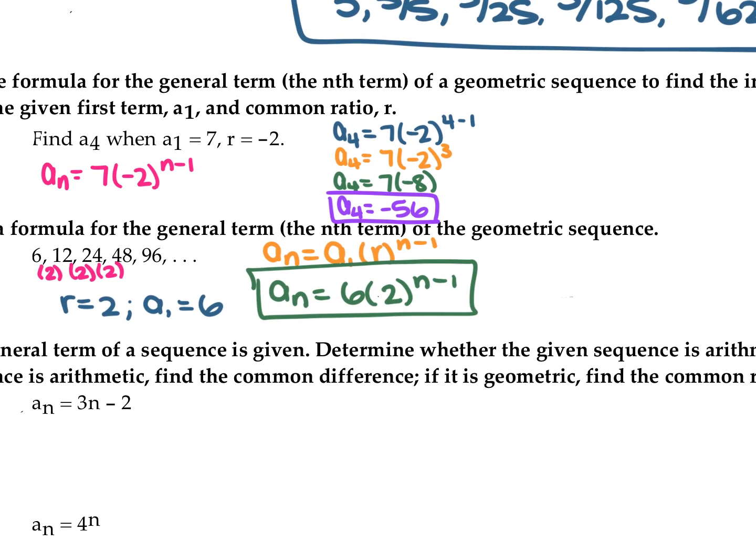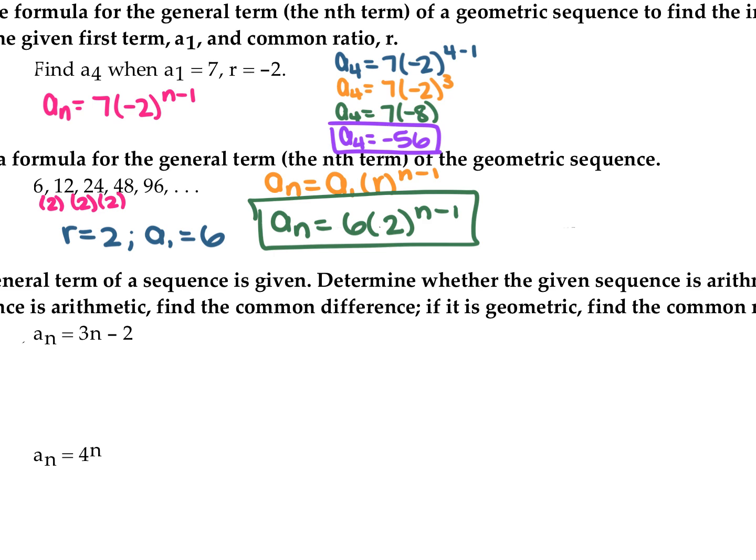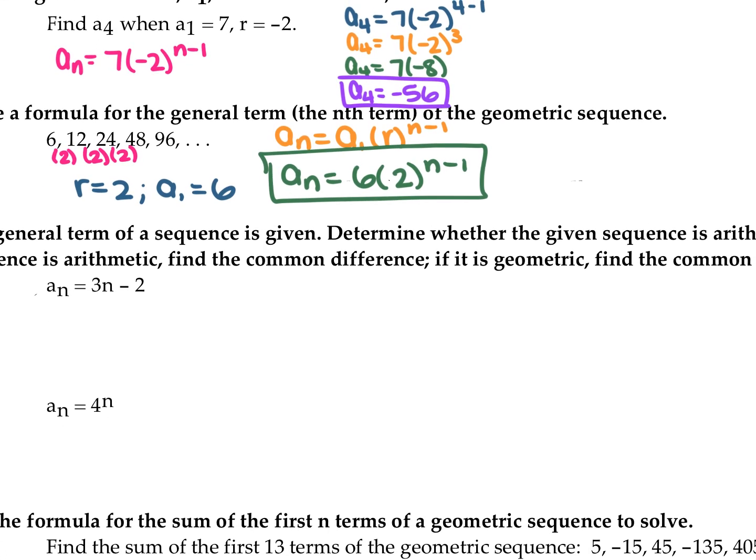For number 7, it's giving you 2 formulas and asking you to find out whether it's an arithmetic sequence, a geometric sequence, or neither. If it's an arithmetic sequence, it's asking you for the common difference. If it's a geometric sequence, it's asking for you to state the common ratio.